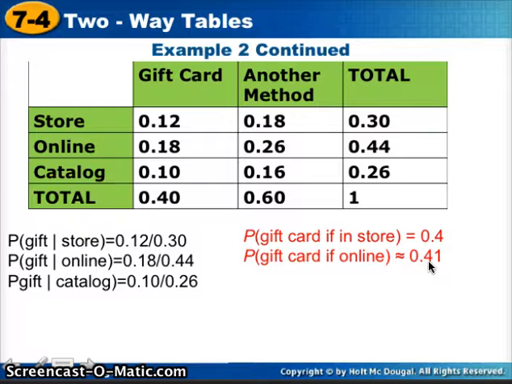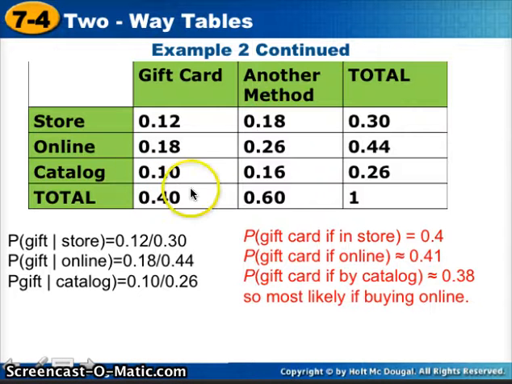Probability of using a gift card with the catalog: we have the total for the catalog and the number of people who bought gift cards through the catalog, 0.10. We divide those two, and we have 0.38. So the highest percentage here was gift card online. If they use a gift card, they have a higher percentage of doing so online.